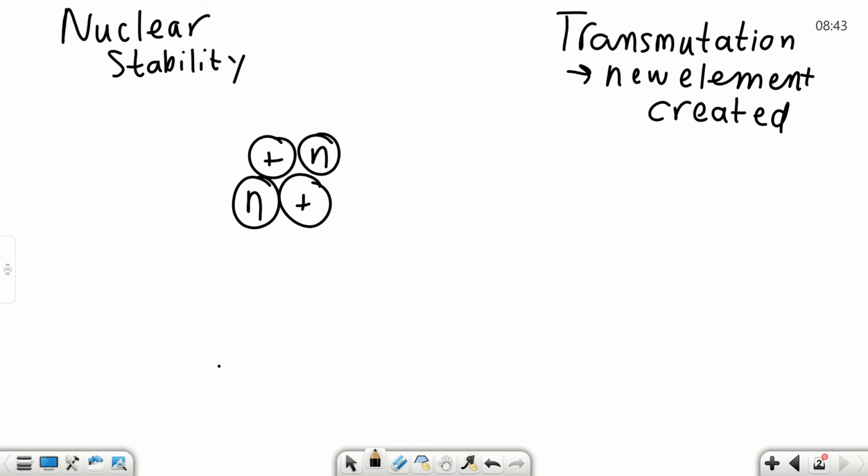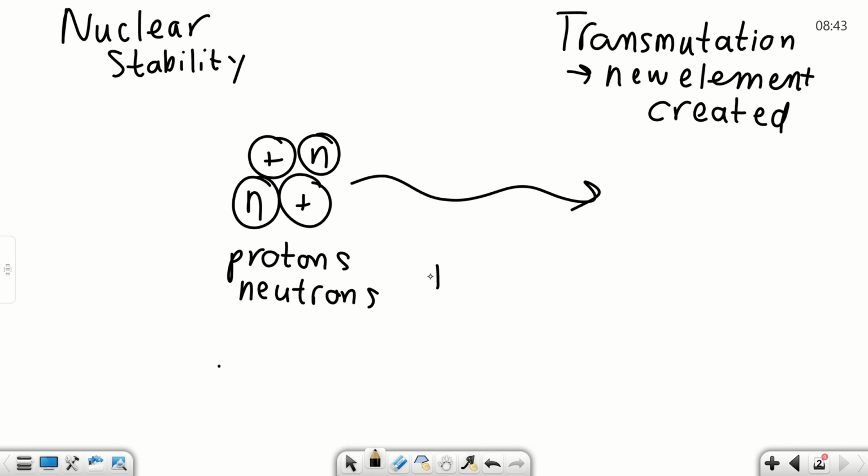There are three things I just need to quickly add to my prior video about nuclear stability. It goes back to the idea of why radiation would be released. Why would the atom even want to change what it is? It goes back to what's in the nucleus. We have protons and neutrons in the nucleus, and the nucleus has a positive charge because of the protons.